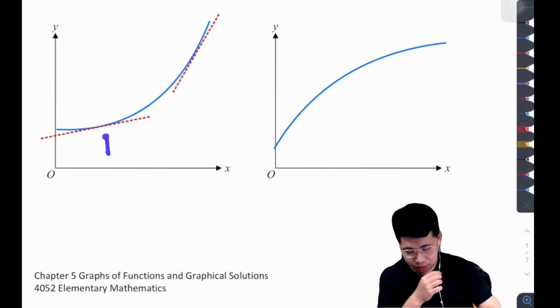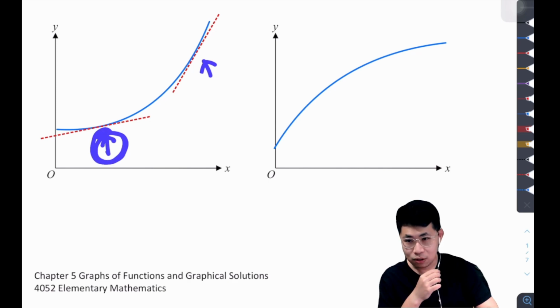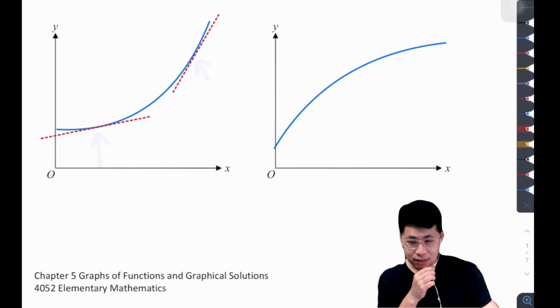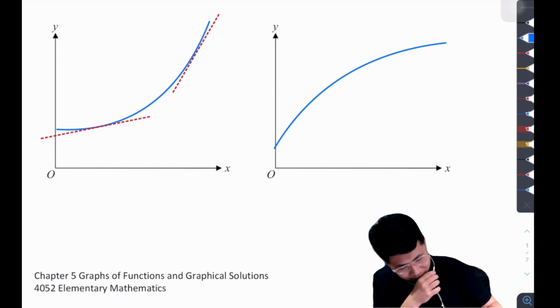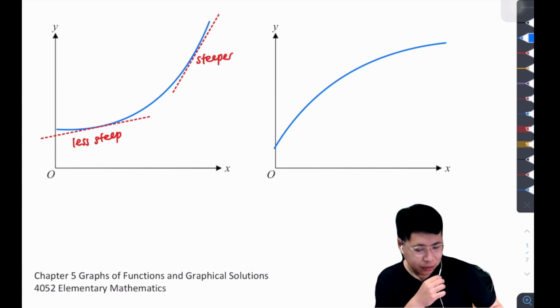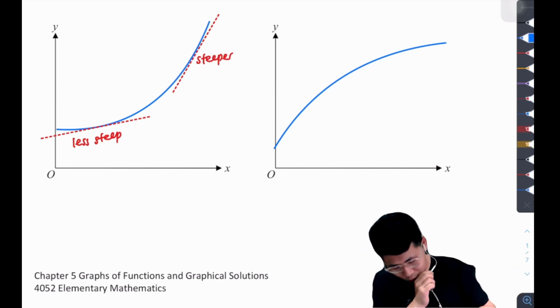Now, this gradient versus this gradient. So the gradient at the beginning over here is less steep. This gradient over here is steeper, alright? So let me put down in words: this is less steep, this is steeper, right? So what can you tell me about the gradient? Over here, the gradient is increasing.